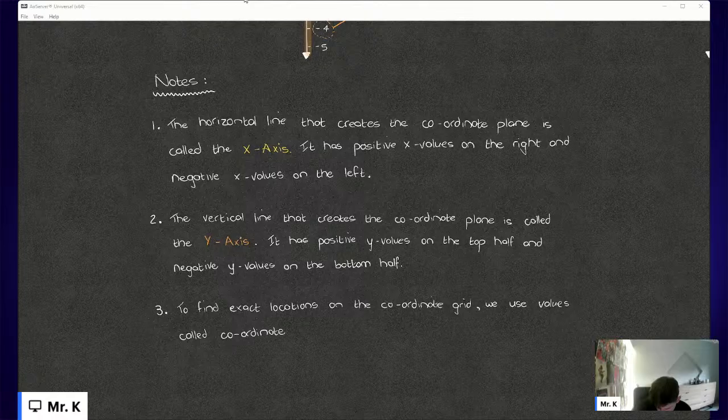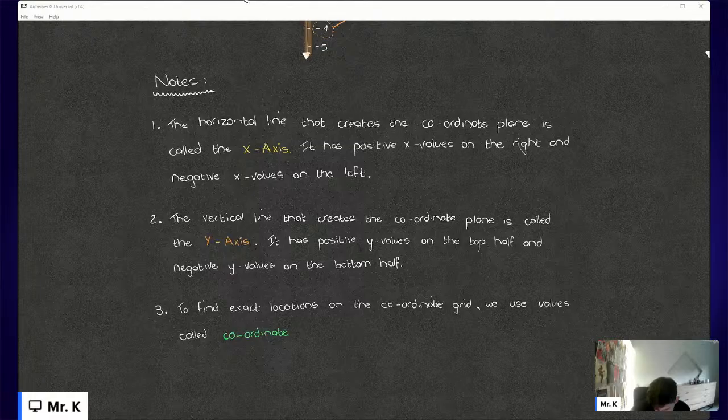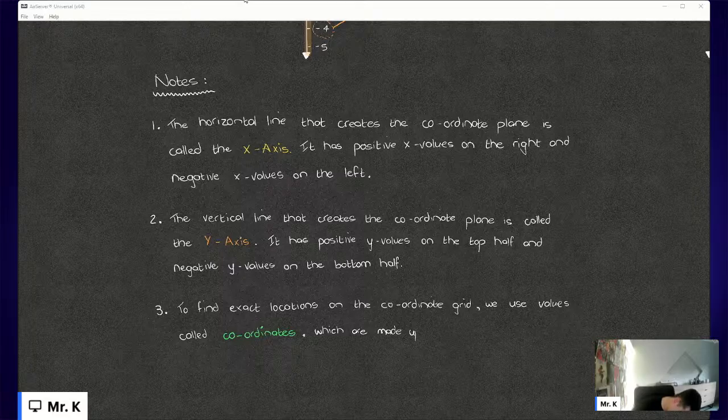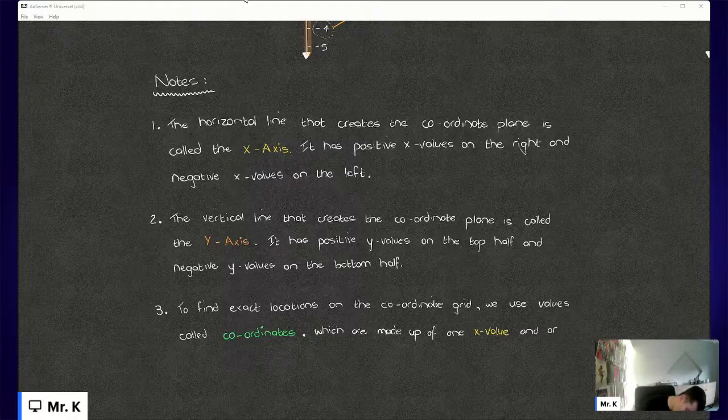Right, so we use coordinates just like you guys would think of coordinates for geography. We're thinking of something very similar for maths. We just don't use longitude and latitude. We use these x and y values, grade 7s. We use values called coordinates, which are made up of one x value and one y value.